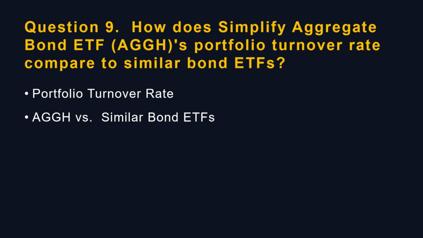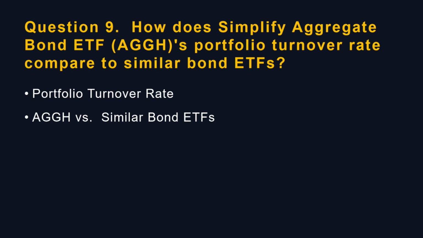AGGH, due to its active management strategy, is likely to have a high portfolio turnover rate. This is because the fund manager actively selects and trades bonds to potentially enhance returns or implement credit hedge strategies that might involve options and derivatives. The AGGH prospectus mentions a 400% portfolio turnover rate for the most recent fiscal year, which is significantly higher than the average. Passively managed bond ETFs.